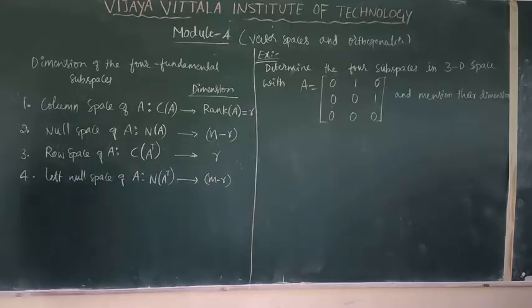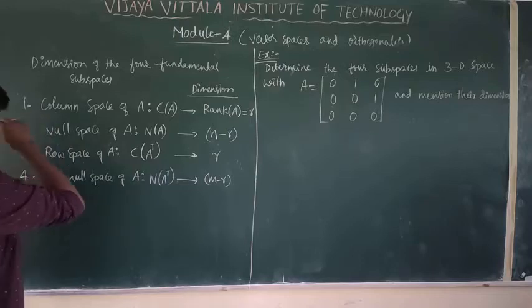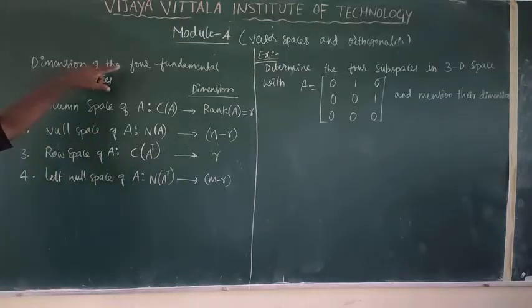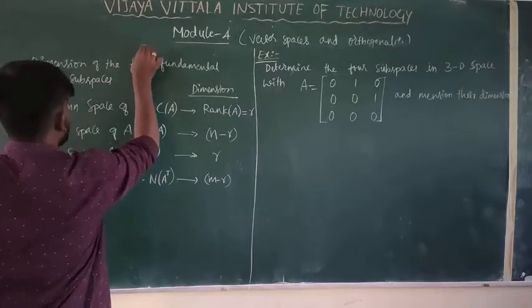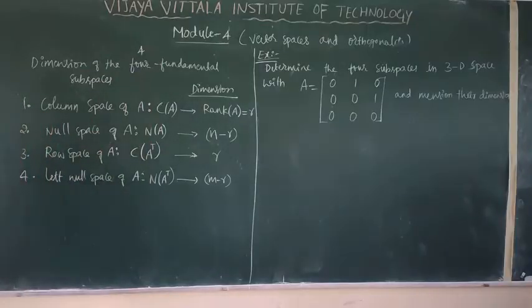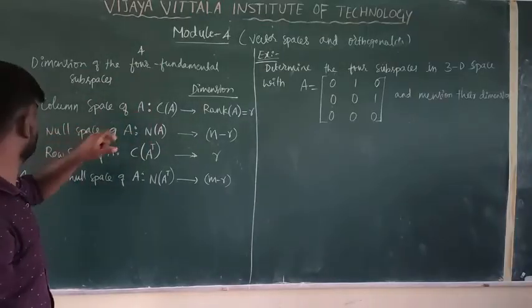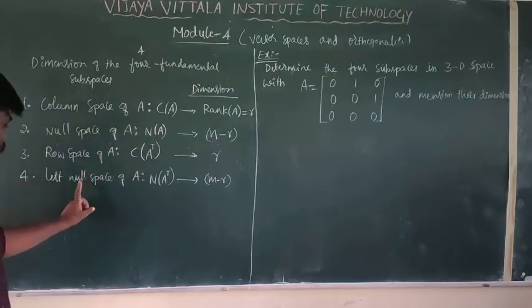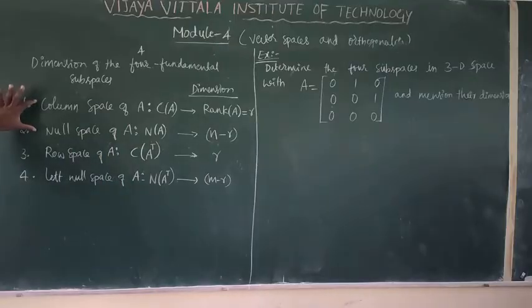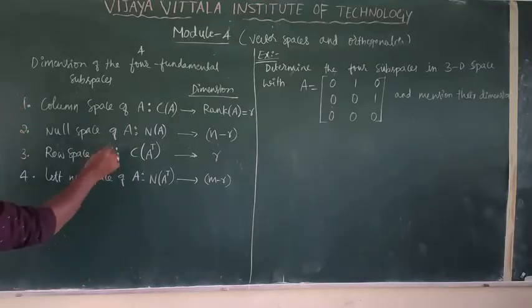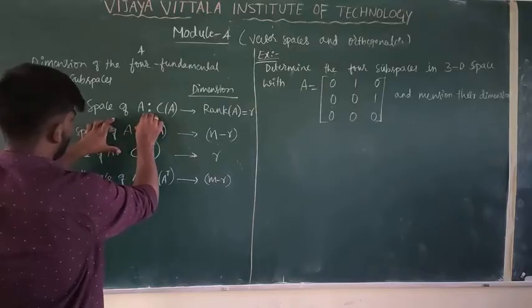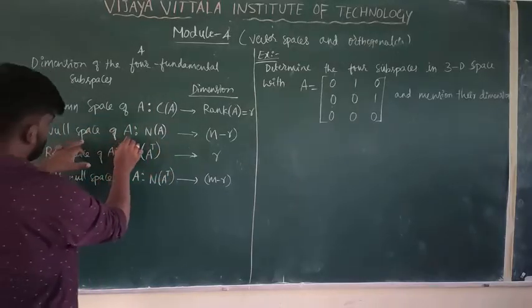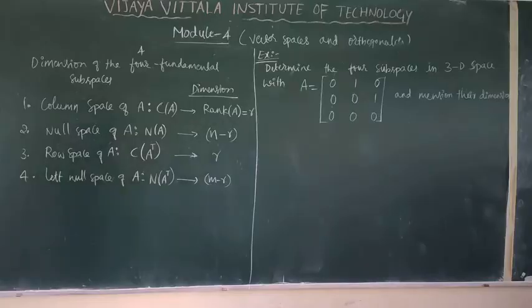The first subspace is the column space of A. The four fundamental subspaces are the column space, null space, row space, and left null space of the matrix A. We already know about the column space and null space of A. What is the column space? Linear combinations of the column vectors. And the null space is the solution of Ax equal to 0. But what is the row space of A?